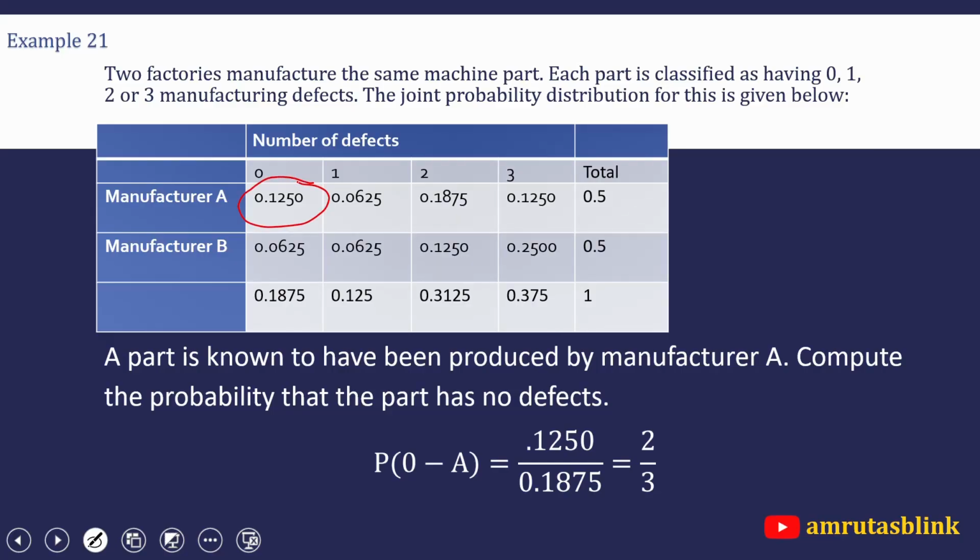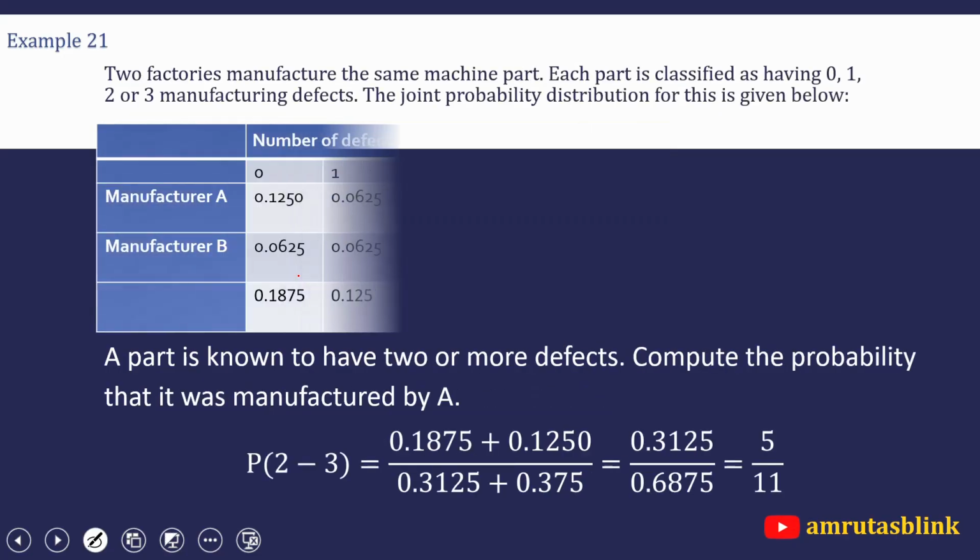So 0.1250, and the total probability of having 0 defects is 0.1875. So the probability of 0 defects and the part being manufactured by A is 0.1250 divided by 0.1875, which is equal to 2 by 3. Let's look at the third case.